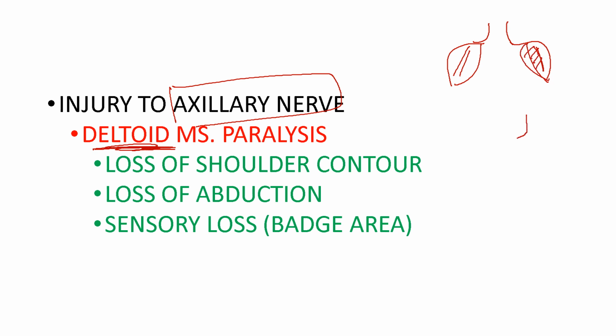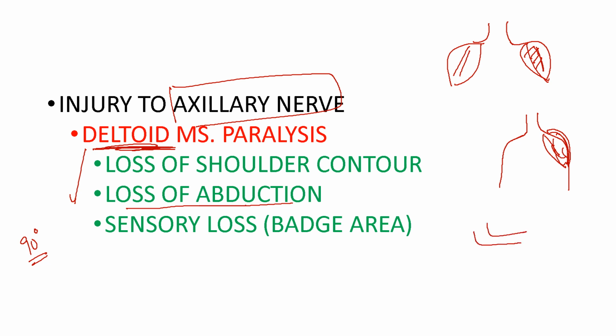So on the side of the paralyzed nerve, you will find there is dropping of the shoulder. You will not find the rounded contour of that particular part of the shoulder. Okay, and then there will be loss of abduction, because you know the deltoid is responsible for abduction up to 90 degrees. The deltoid gets paralyzed because of the injury to the axillary nerve. So you will find the loss of abduction. So the patient cannot abduct his arm.